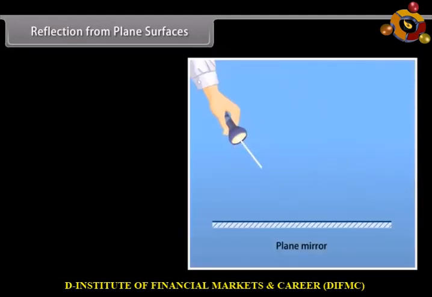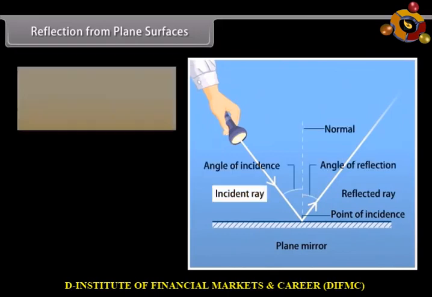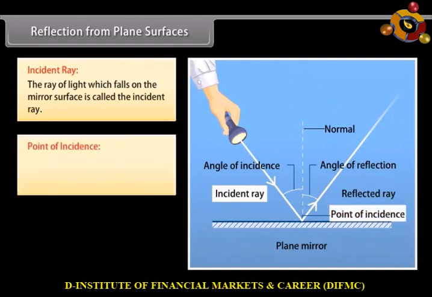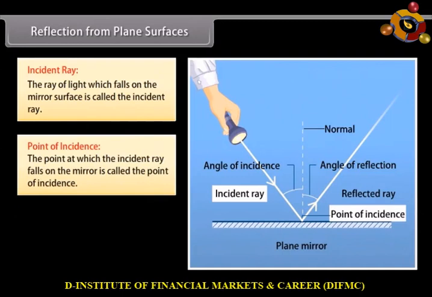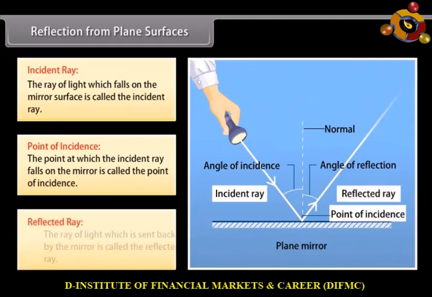The meanings of important terms are as follows to understand the figure. Incident ray: the ray of light which falls on the mirror surface is called the incident ray. Point of incidence: the point at which the incident ray falls on the mirror is called the point of incidence. Reflected ray: the ray of light which is sent back by the mirror is called the reflected ray.